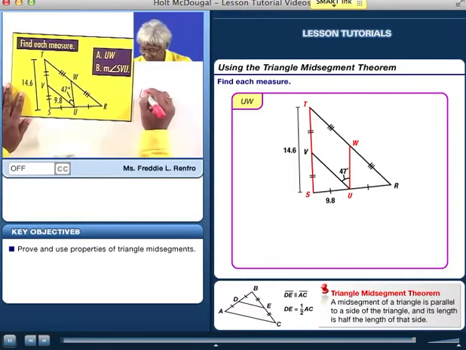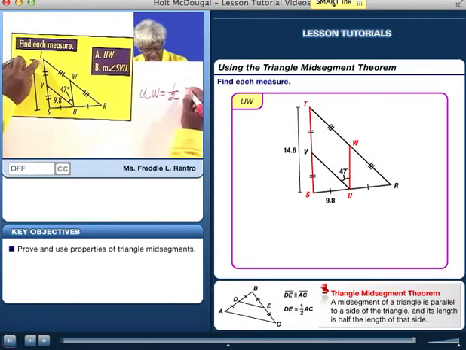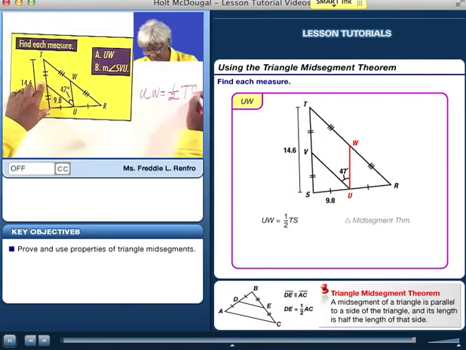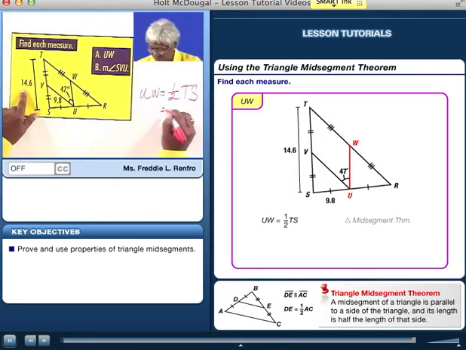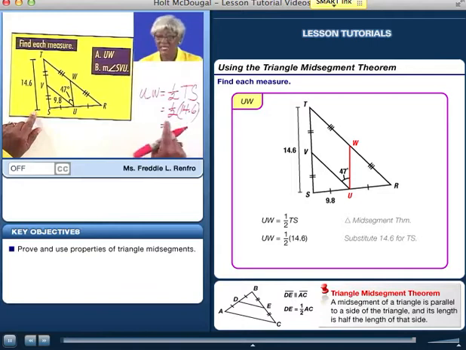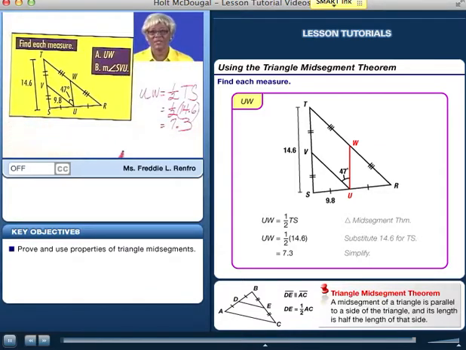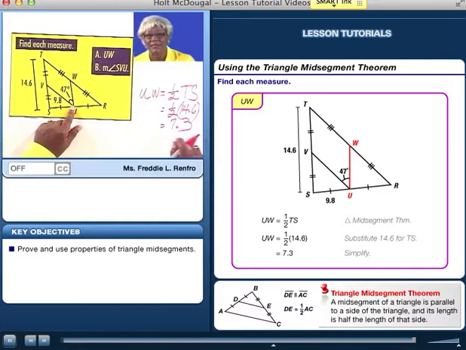UW is equal to 1/2 of TS. Sorry about that, that's TS. But what is TS equal to? TS is equal to 14.6. So UW is simply half of 14.6, and that's equal to 7.3. So UW is 7 3/10.